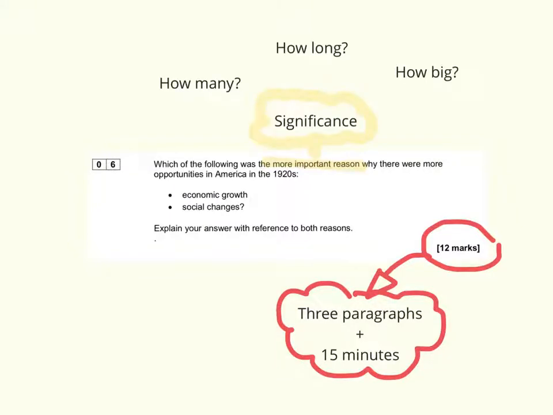And when you're judging significance, I always find it easier to think about significance in terms of how many, how long, and how big. So that's how many people were affected. Was it a lot? Was it a few? How long did the changes last for? Were they short or long term? And how big was the change? Did it transform the way things were done, or was it just an extension of how things were?